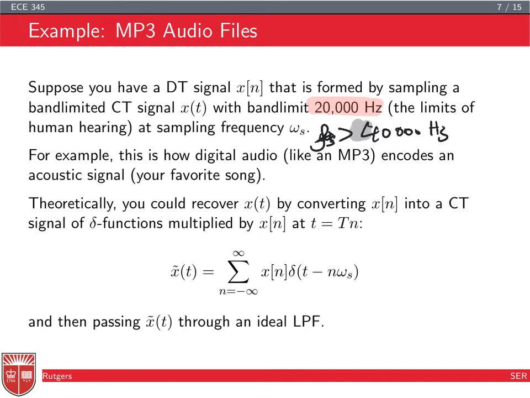If you sample that fast, then you guarantee you can recover your song or your interview with no degradation of quality. And this is what MP3, for example, or other standards encode. Then to recover, when you want to play the audio, all you have to do is pass it through a low-pass filter, and then you can recover the song in high fidelity quality.